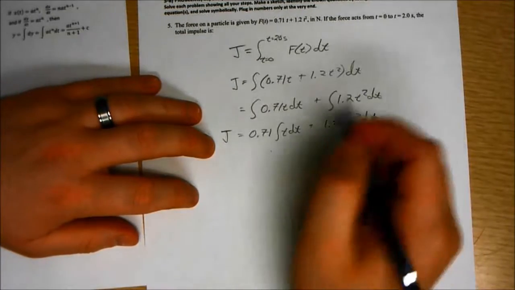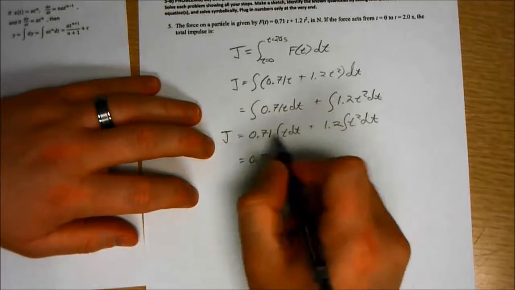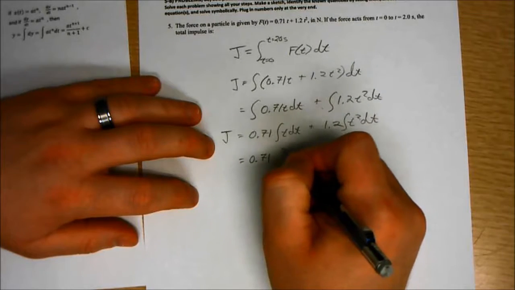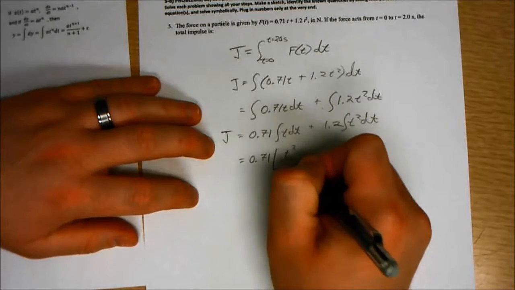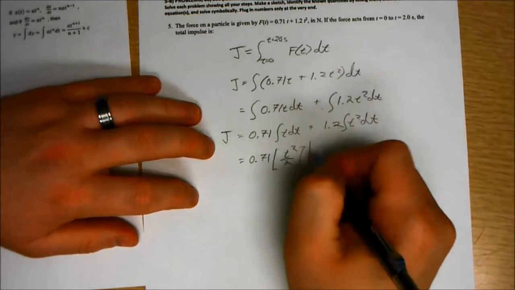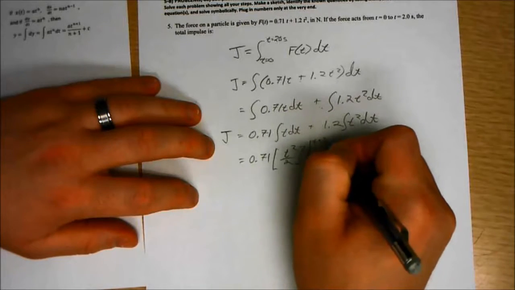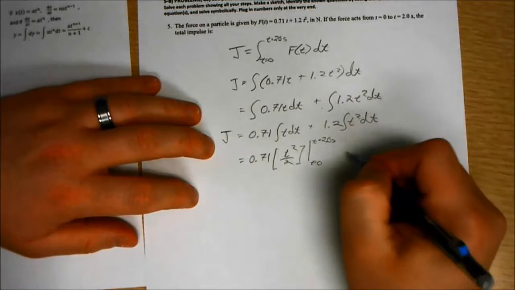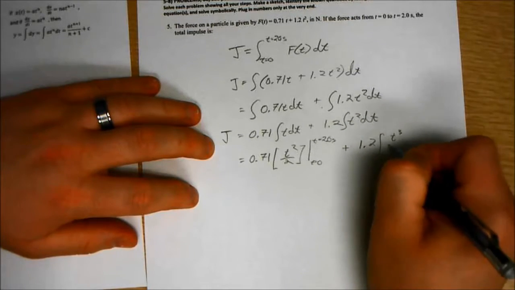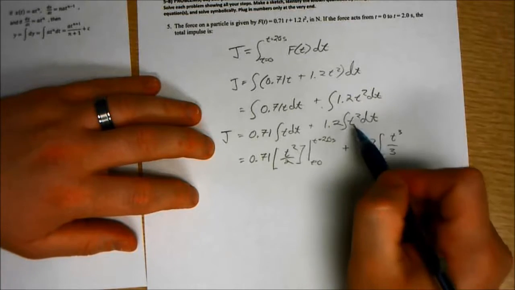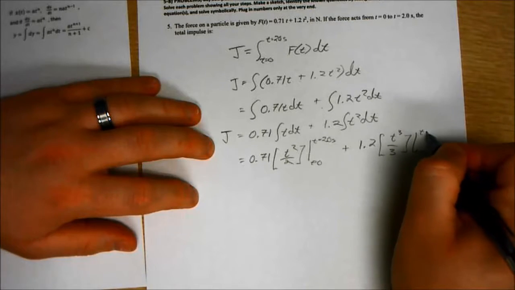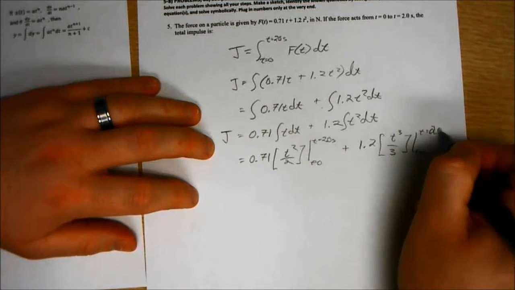So now these are relatively simple integrals. The integral of t is t squared over 2, evaluated from the limits of t equals 0 to t equals 2.0 seconds. Plus the second one, 1.2 times t to the third over 3. The integral of t squared is t cubed over 3, and of course that is also evaluated from t equals 0 to t equals 2.0 seconds.